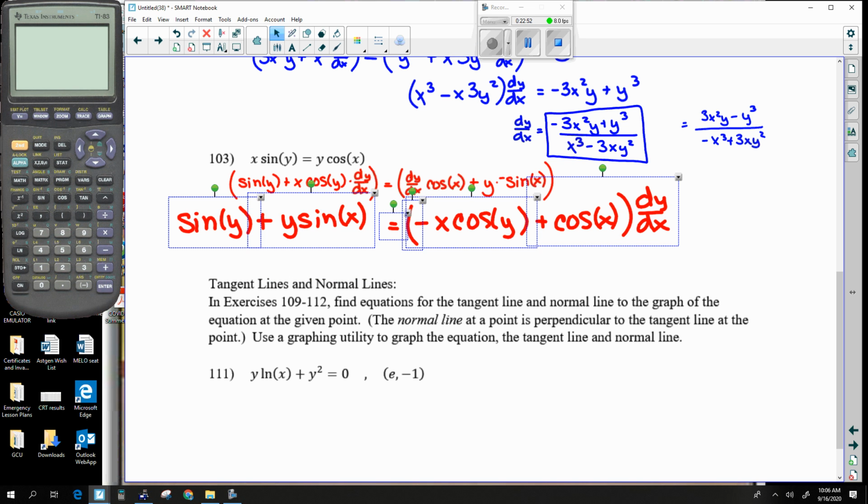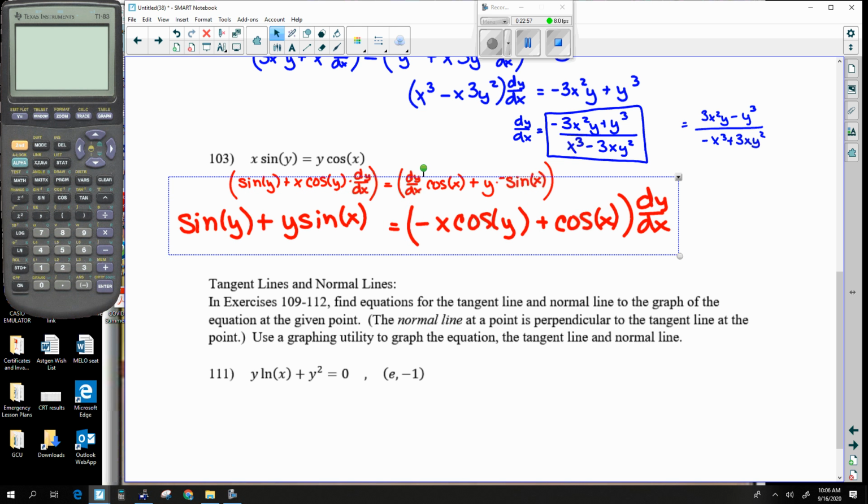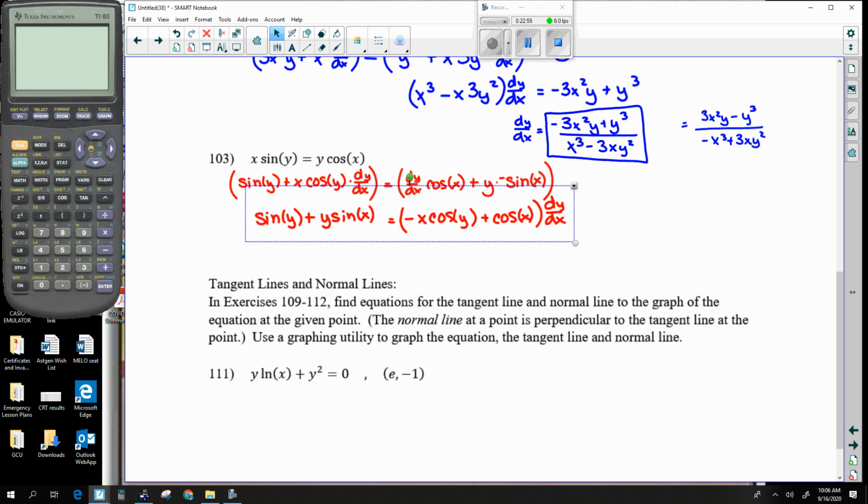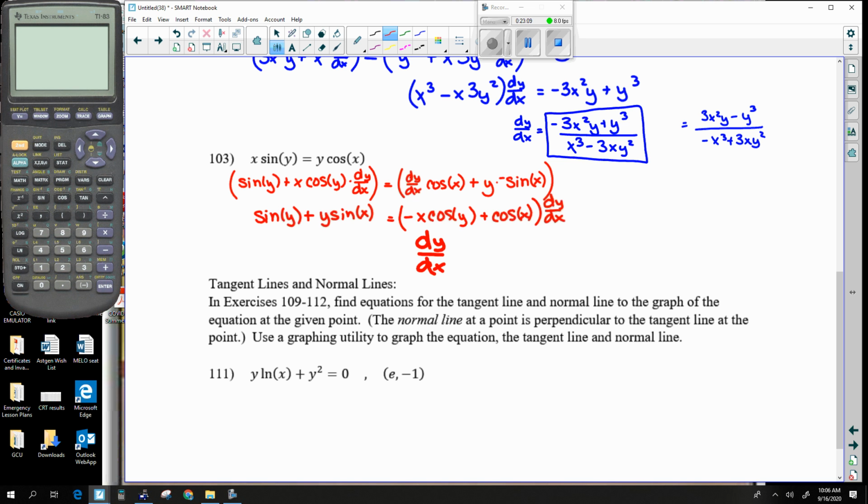All right, so I pushed all the dy dx's to the right-hand side, pushed all the stuff without a dy dx to the left-hand side. My equal signs here. And then I divide out, isolating my dy dx. So this is sine y plus y sine x divided by, I'll just rearrange the order here a little bit, cosine x minus x cosine y.